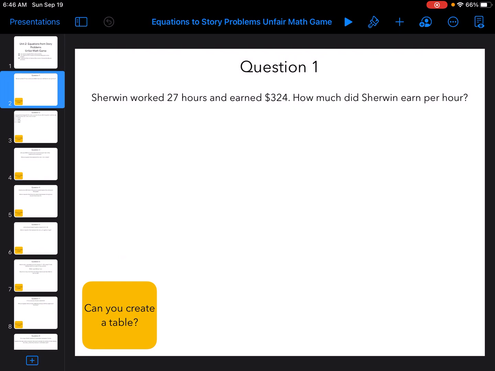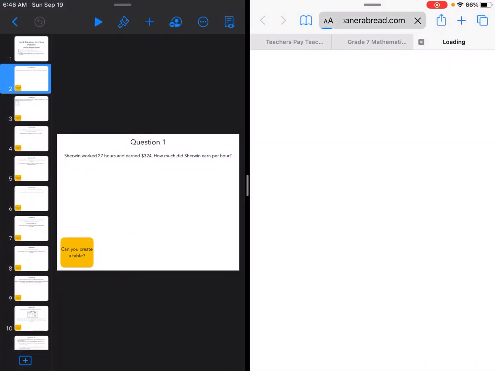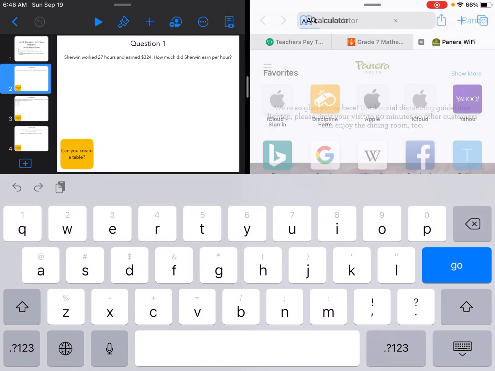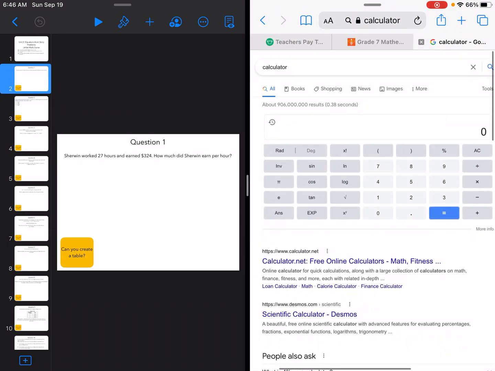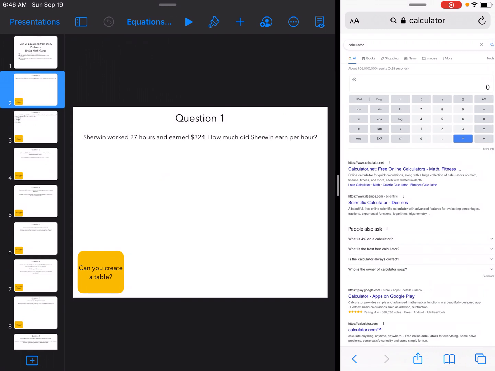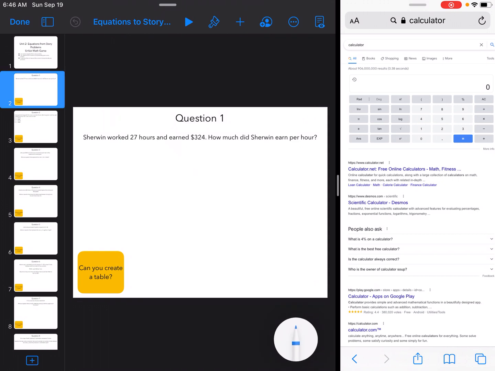So Sherwin worked for 27 hours and he earned $324. How much did Sherwin earn per hour? So I'm going to need to pull up my calculator. Alright, so I'm going to start by making a table because I have to figure out how much he earned per hour.